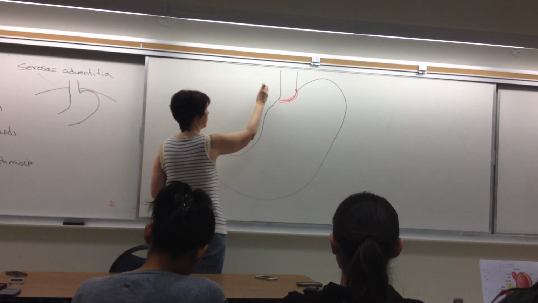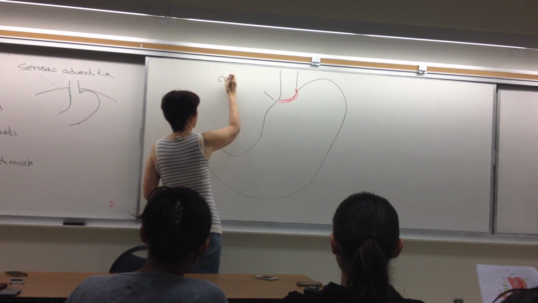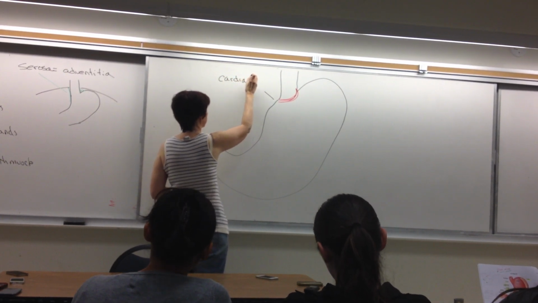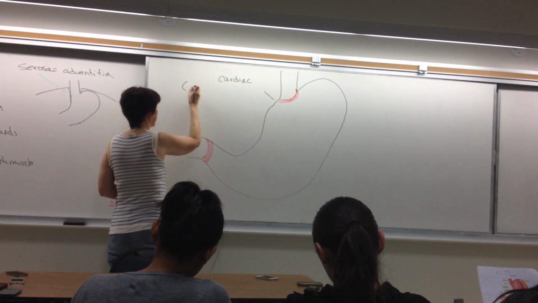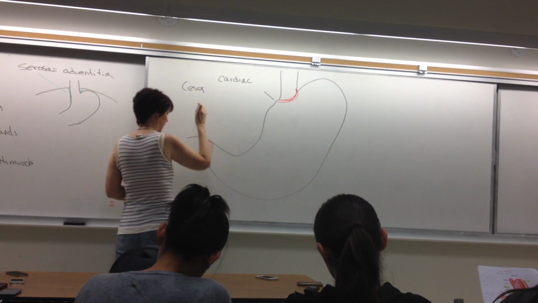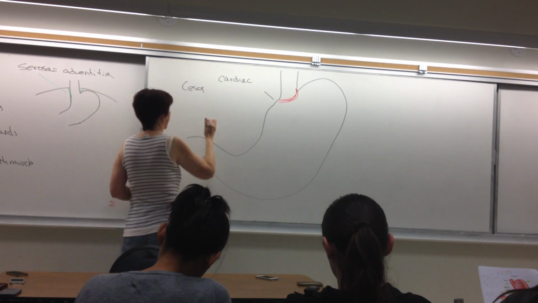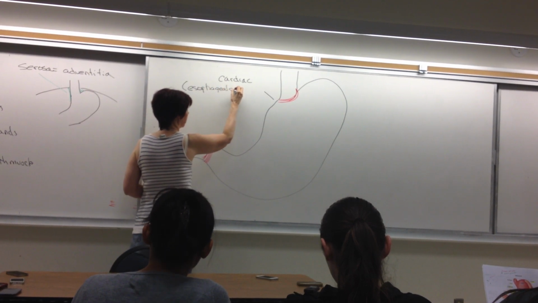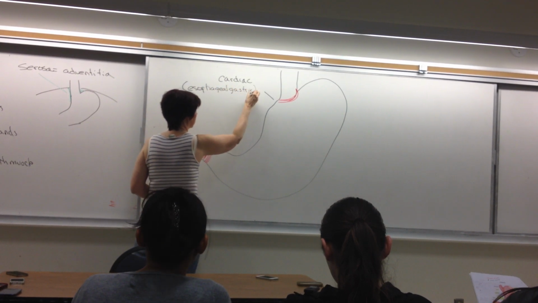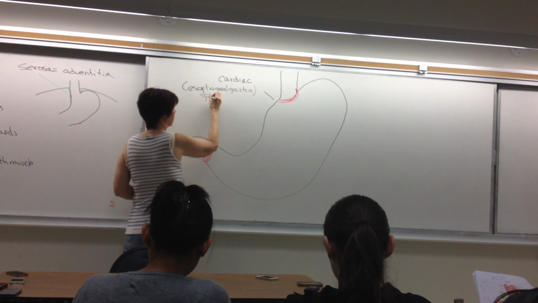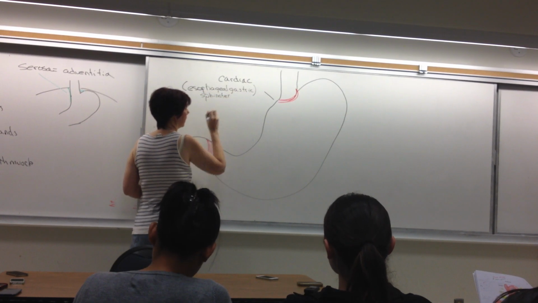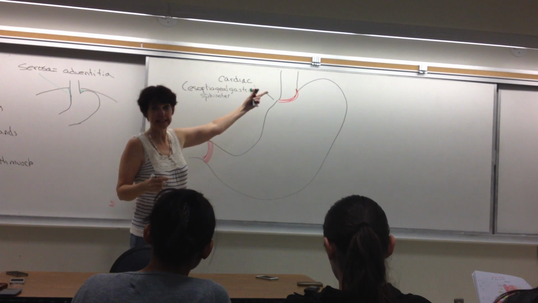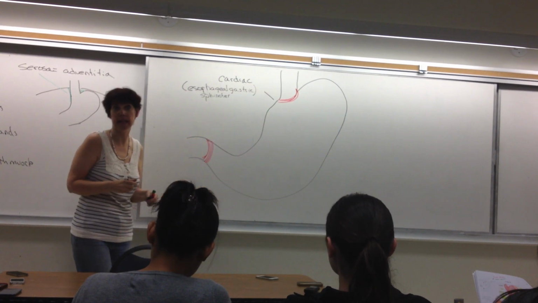The second sphincter is known as the cardiac sphincter. Or if you want a really long name, your gastroesophageal or esophageal gastric sphincter. So as you swallow, this relaxes and allows food to move into the stomach.